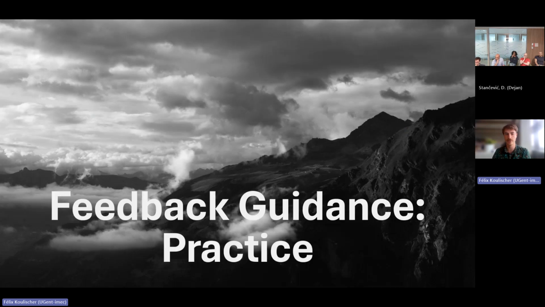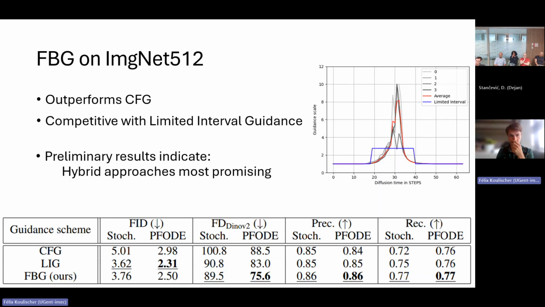Okay. Now that we've been through the theory and had this diagram of feedback guidance, we can take a look at how it works in practice. We tested it on ImageNet using the EDM2 models, which are excellent, and which I highly recommend using. There we noticed that it drastically outperforms classifier-free guidance. We also observed that it's very competitive with the limited interval guidance work I mentioned, which doesn't apply guidance at all time steps, but solely in a limited interval region in the middle.